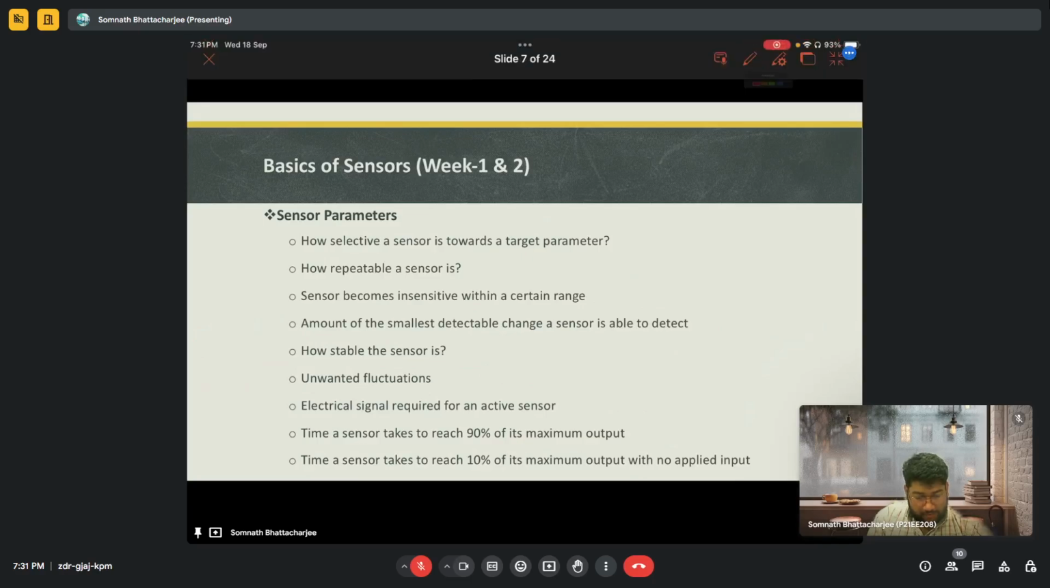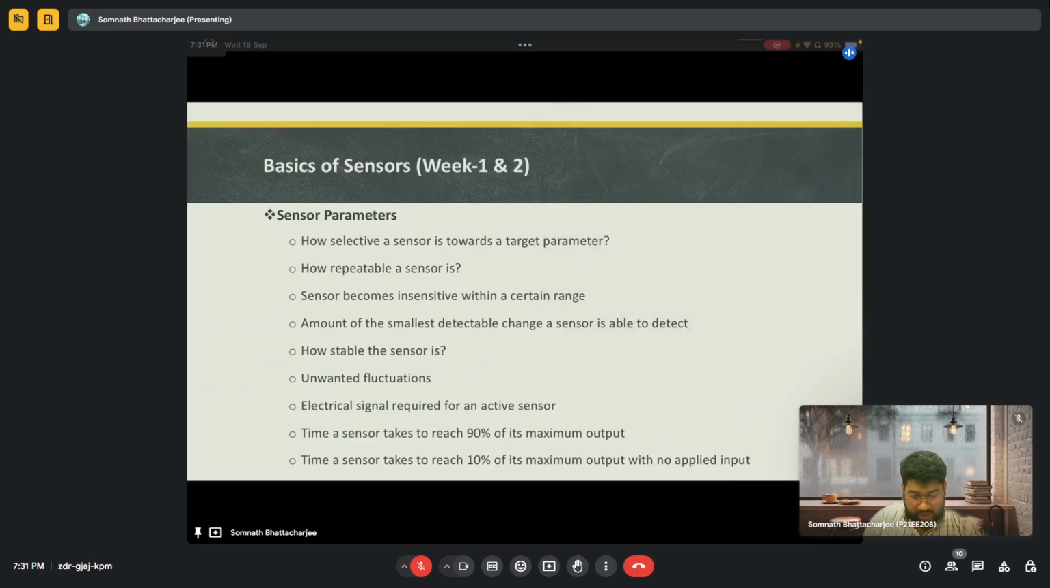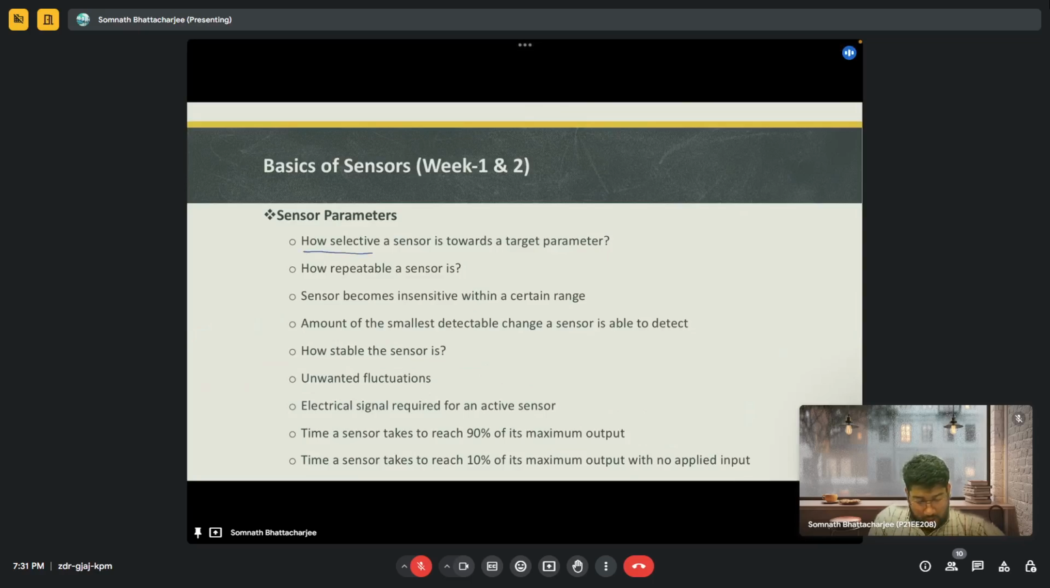Apart from this, there are several other parameters as well. The next point is how selective a sensor is towards your target parameter. Let's say you are only measuring the temperature, but based on the humidity, your temperature reading is getting deviated. Your sensor shouldn't have any deviation towards humidity if it's a temperature sensor. This is called selectivity. A sensor should be highly selective, specifically in electrochemical cases. Electromechanical and electrochemical sensors should have a very high selectivity.